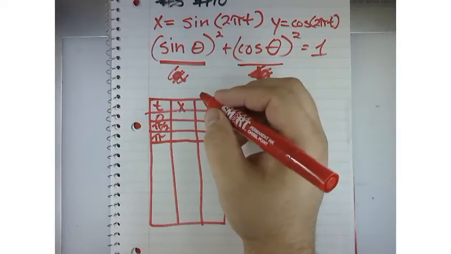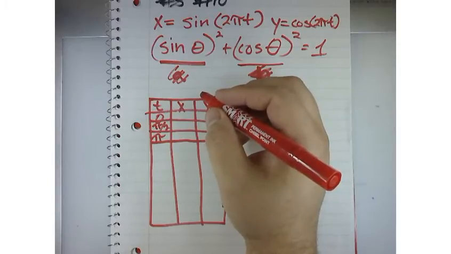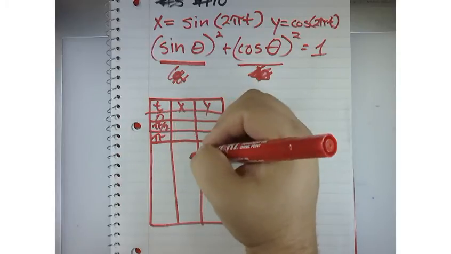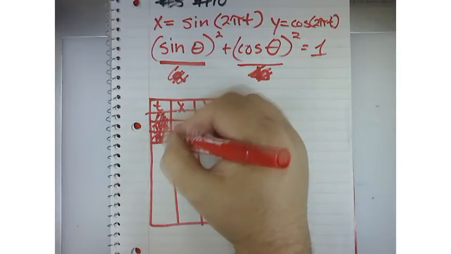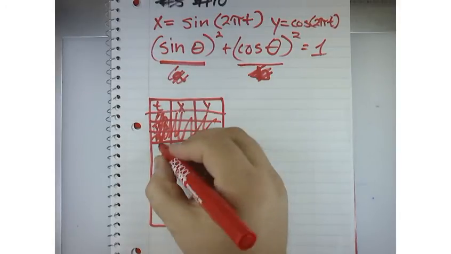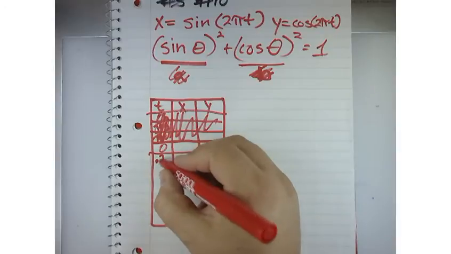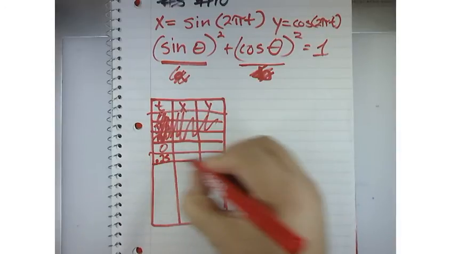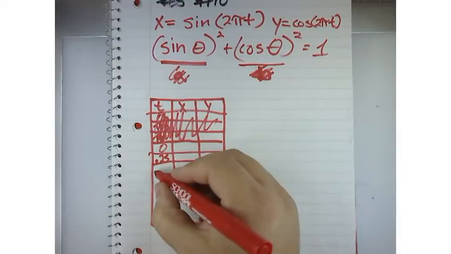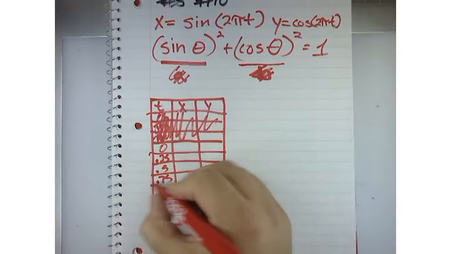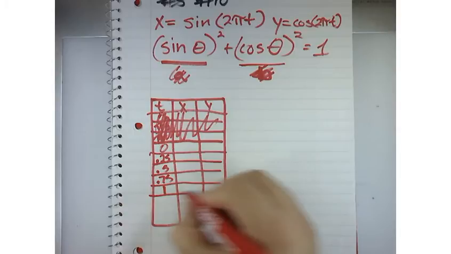So you can't do either of those. So we got to change that a little bit. So we're going to do like 0, and we'll do like 0.25, 0.5, 0.75, and then 1. All right.